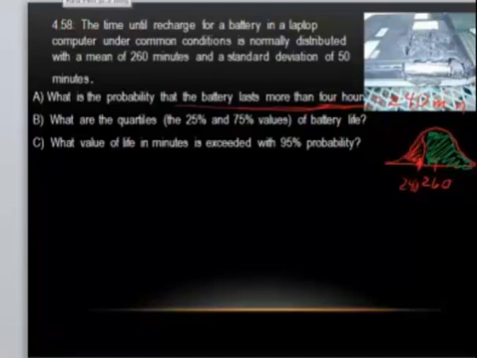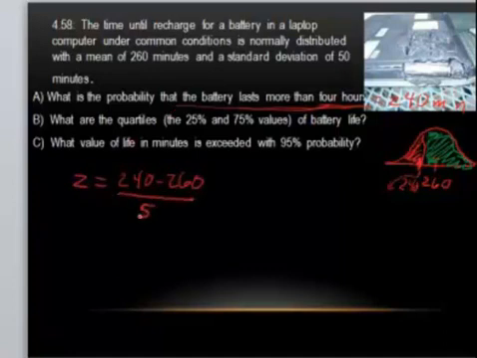So solving it really quickly, this Z value right here is the one where the battery lasts more than 4 hours. It's in the green section. So whatever that Z value is, if we can figure that out, we can figure out this red part, and then one minus that is the green part right here. So we'll say Z is equal to 240 minus 260 all over 50. And that Z value turns out to be, what did it turn out to be?